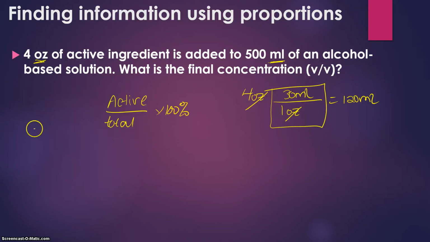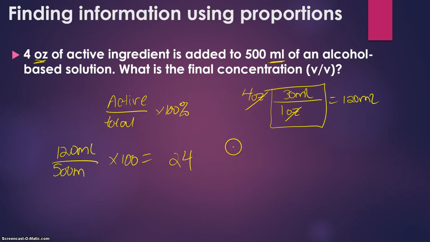So our active is 120 mLs over the total, which is 500 mLs, times 100, and that gives you what? So 120 divided by 500 gives you 0.24, and then you multiply that by 100. That gives you 24%. That's the final concentration.